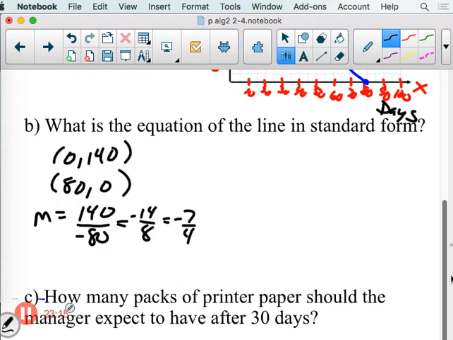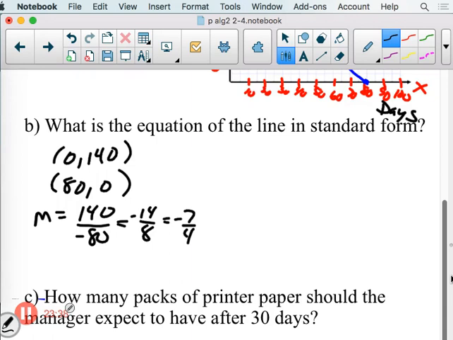Well, why is it negative though? What in our problem would tell us that our slope should be negative? As they're using the paper, there's less paper, right? Yeah, that's what this is doing. It's saying losing the paper because they're using it. Now, both of those, I guess, are equally okay for writing this thing.